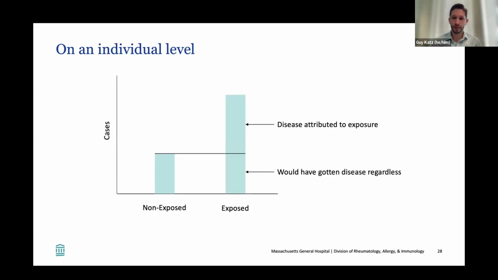So even when we know that something is associated with the disease, we can't say for sure on an individual level whether it was that exposure that led to the disease, or whether they would have gotten the disease either way.